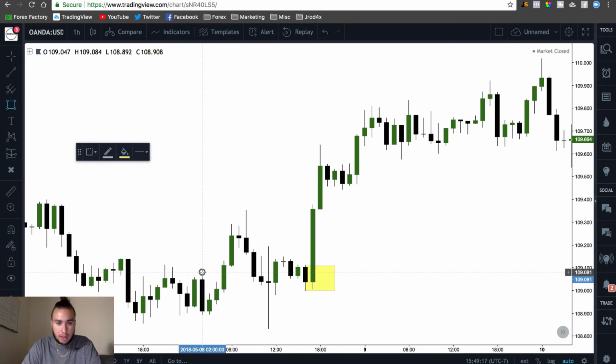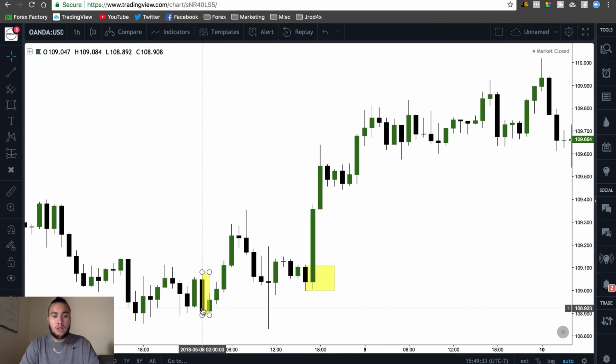Alright, so if we look right before that, let me move this out of the way. If we look right before that, we had this move. We had this down candle, and then we had this series of 4 candles, right? Once this candle here closed above this down candle, that then confirmed this down candle as an ICT bullish order block. So any retracement into that should hold as support.